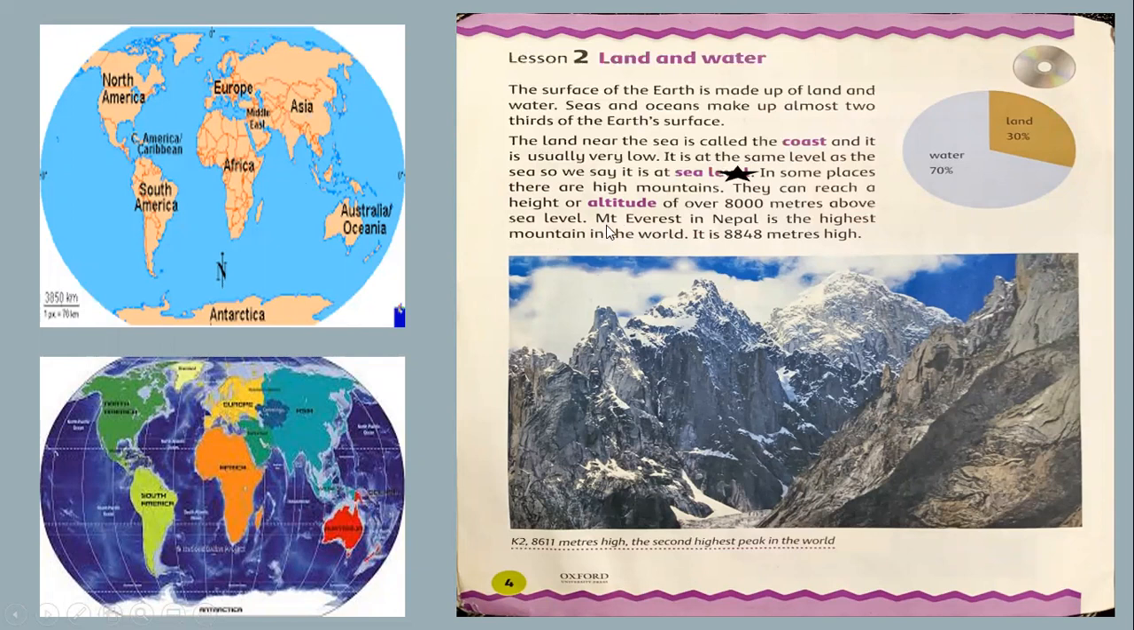Mount Everest, MT is the short form of Mount. Mount Everest in Nepal, Nepal is the name of the country in Asia, is the highest mountain in the world. It is 8,848 meters high. Understand? Which is the highest mountain? Mount Everest. Look here.